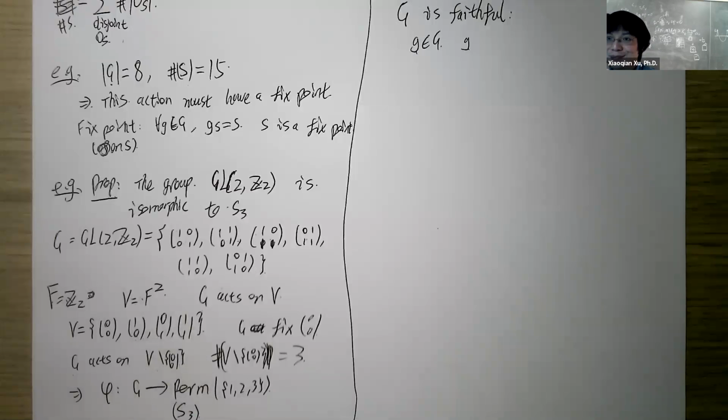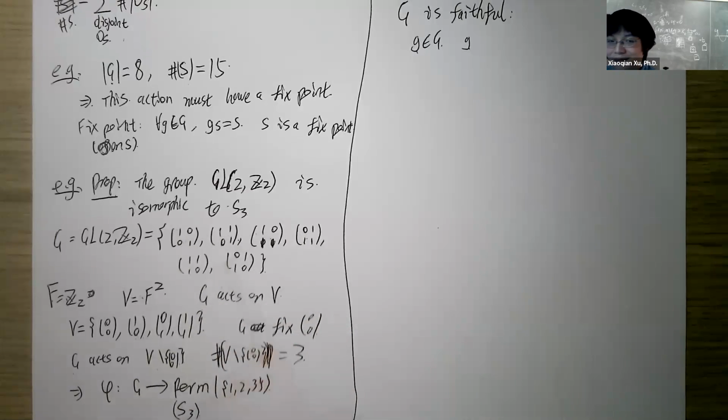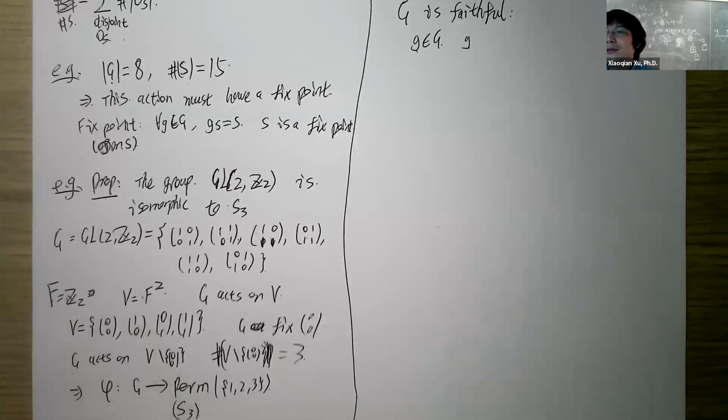Any idea? For this matrix, if you use it to multiply these three elements, e1, e2, e3, if this matrix maps e1 to e1, e2 to e2, e3 to e3, what can we conclude? So this is a matrix problem. What can we say?